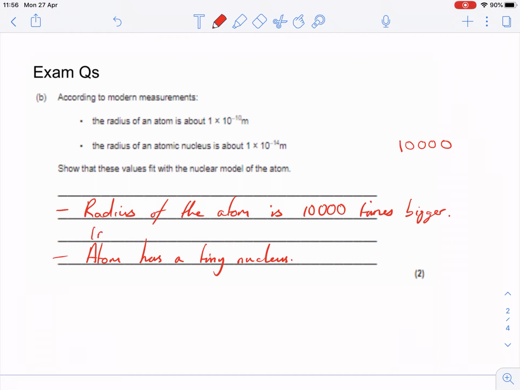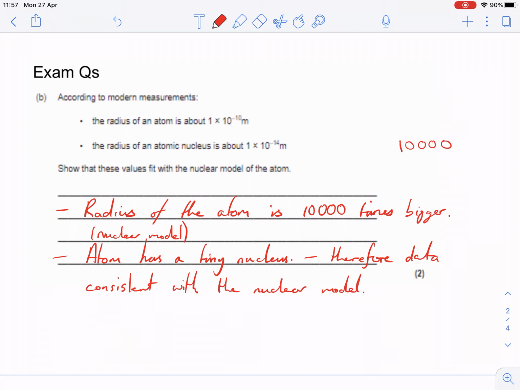Just going to put in brackets above nuclear model. And therefore that is consistent with the nuclear model, okay? So therefore data consistent with the nuclear model. And there's 2 marks up for grabs there.